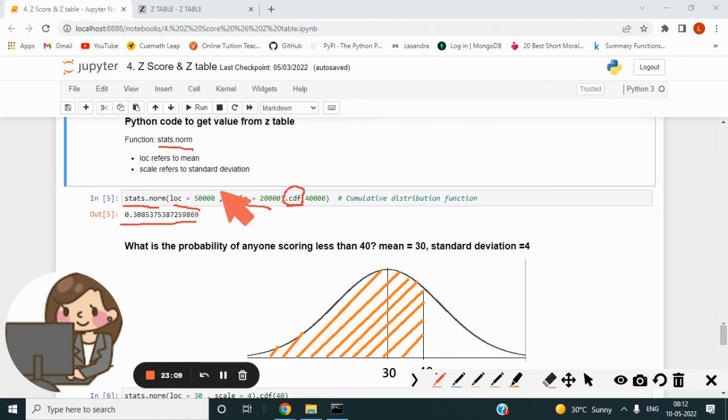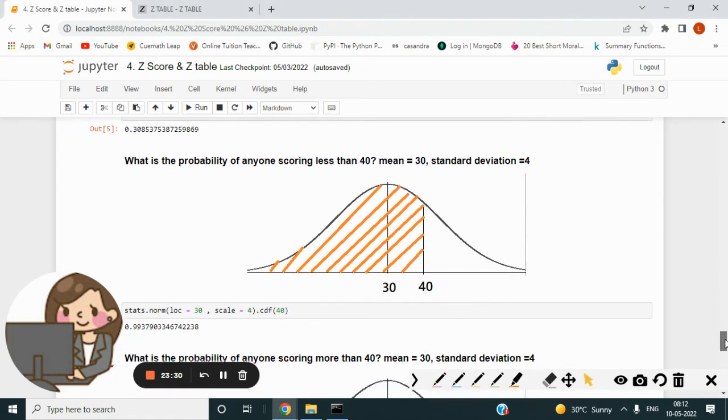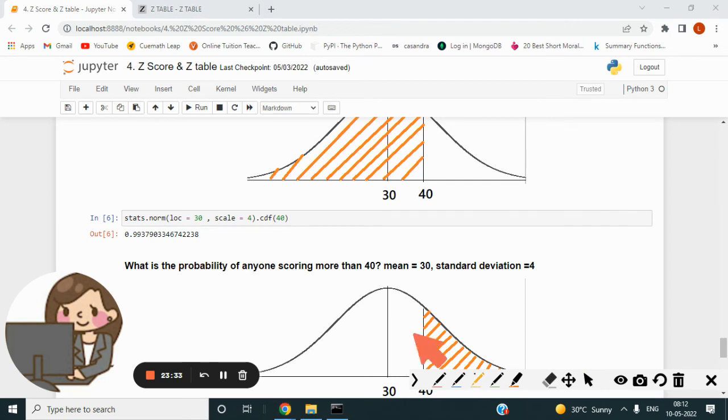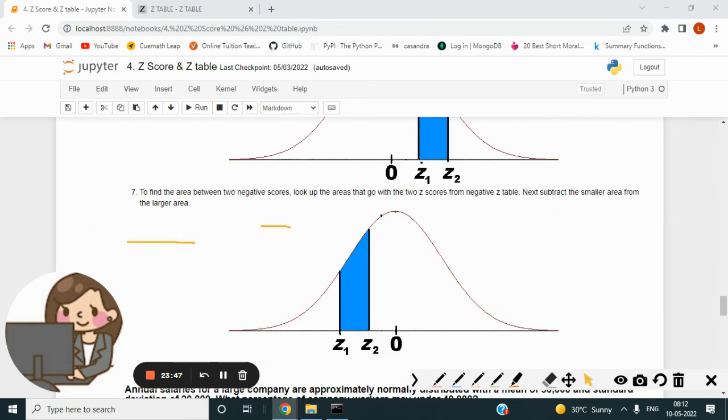So if you have a distribution in this manner, that is location 50,000 and scale as the standard deviation, then you use the cdf function, and you will get the area under the curve. Okay, now let us try to get all the areas using Python code. Earlier we were getting everything manually. Now here we are using Python code to get the value. So initially we were finding the area below 40, right? So dot cdf 40, and we got the area. This is what we calculated manually also.